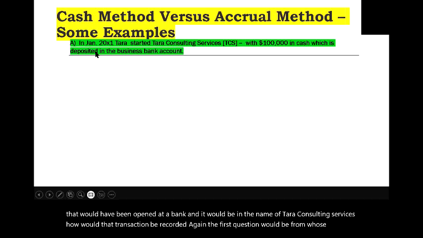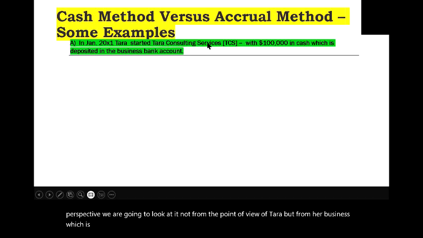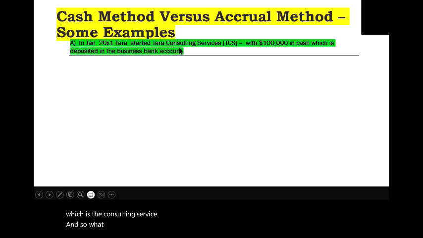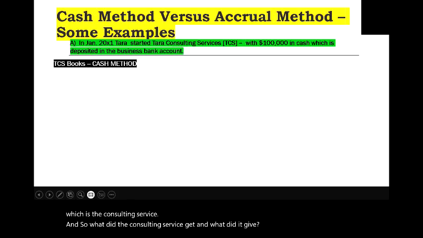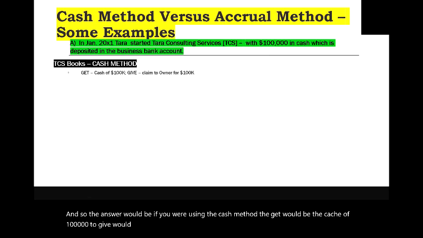We are going to look at it not from the point of view of Tara, but from her business, which is the consulting service. And so what did the consulting service get and what did it give? The answer would be, if you're using the cash method, the get would be the cash of 100,000. The give would be the claim that the owner now has against that business.